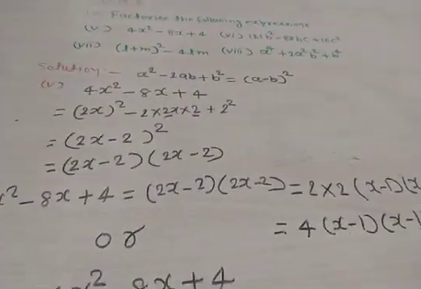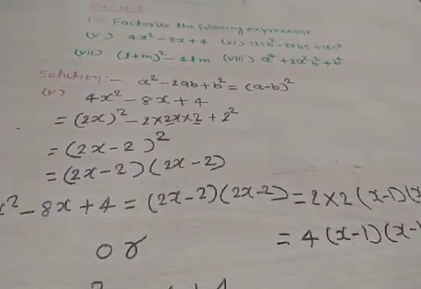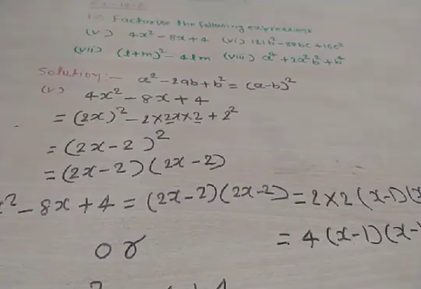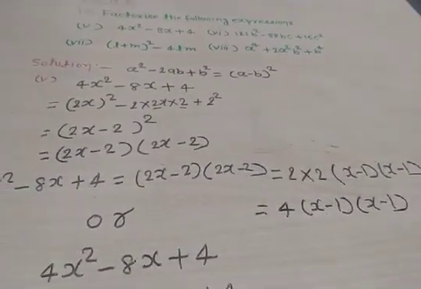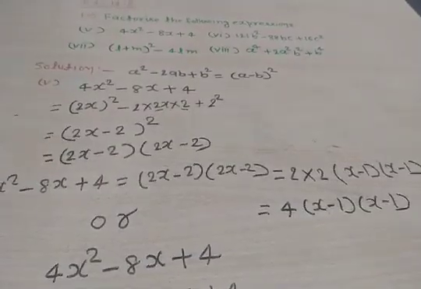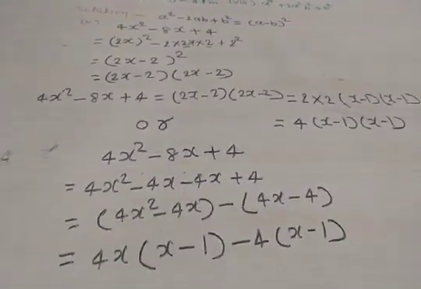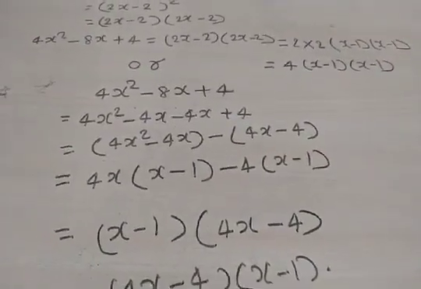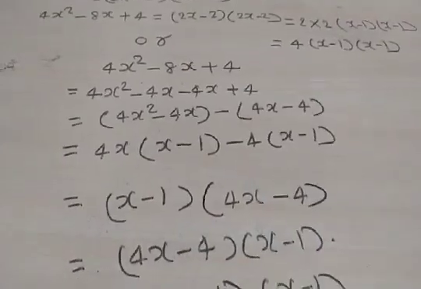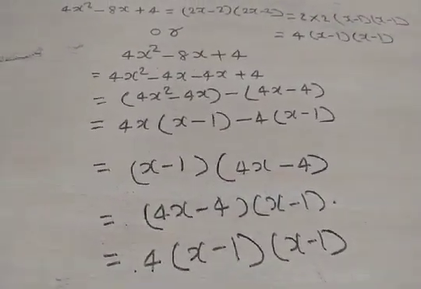This is the first method to use identities. Whole square of a minus b is equal to a square minus 2ab plus b square, and we find the factors of a given expression. And this is the second method. We break middle terms into equal part. Okay. So I hope all of you understood.